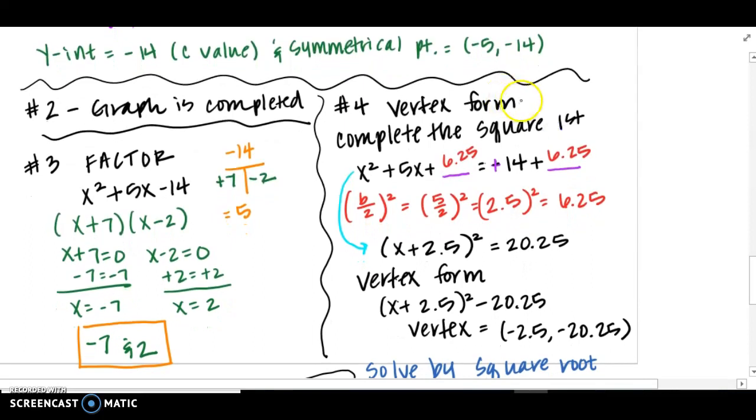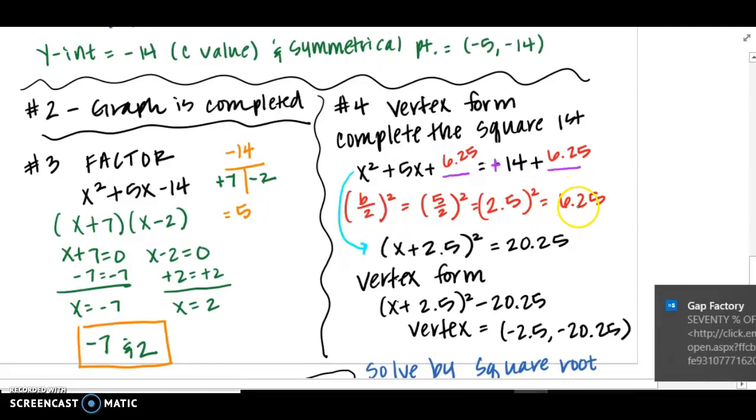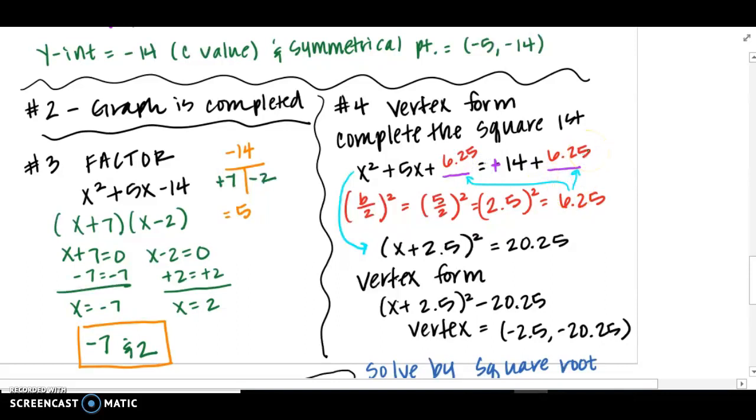Number 4 says put it in vertex form, complete the square, and solve by square roots. In vertex form, that c value has to go to the other side. So you have x squared plus 5x plus 6.25 equals 14 plus 6.25. The reason I know it's 6.25 is because you take your b value, divide by 2, and square it. So 5 divided by 2 is 2.5, squared is 6.25. That goes in there and then up above as well.